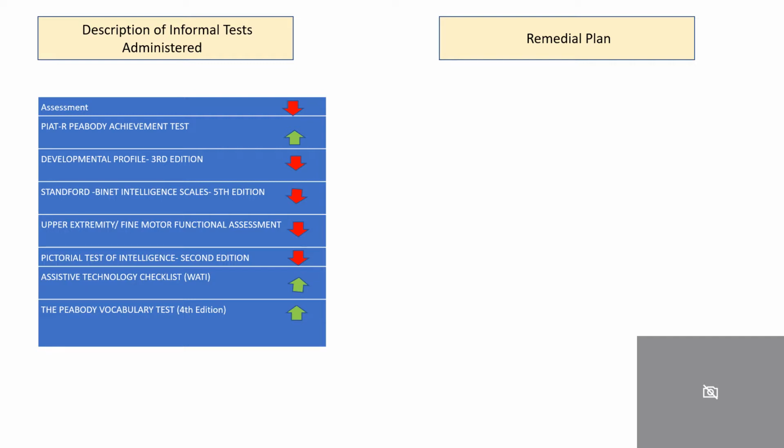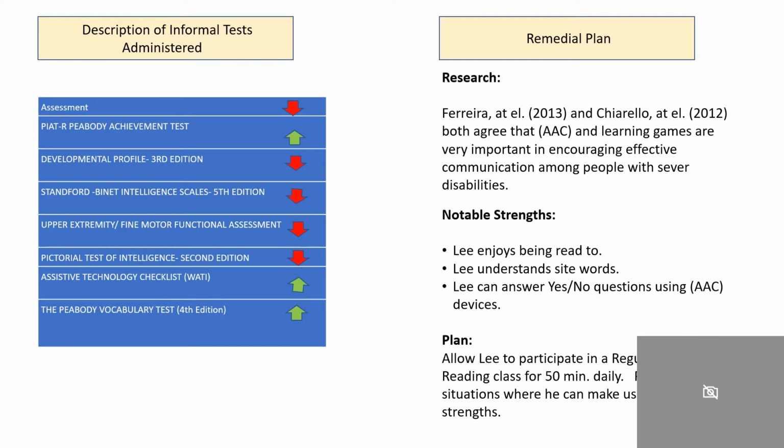The PIR Peabody Achievement Test tested Lee's reading comprehension and recognition, showing that Lee could identify sight words pretty well. The Peabody Vocabulary Test found Lee to be performing just outside the average range for his chronological age level. Thus, we wanted to look at some research to find out what best fit Lee's remedial plan moving forward.